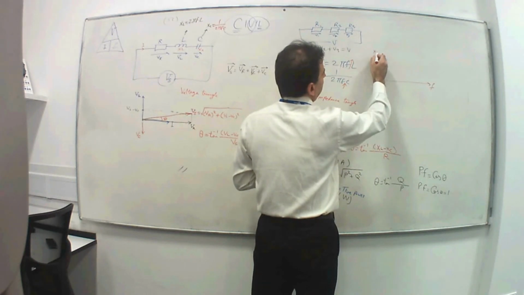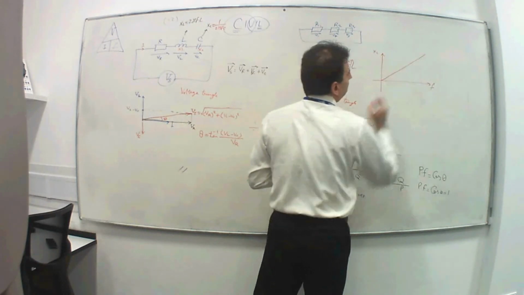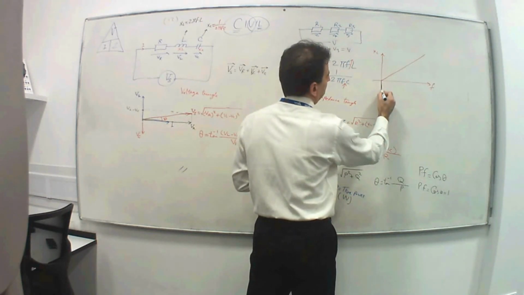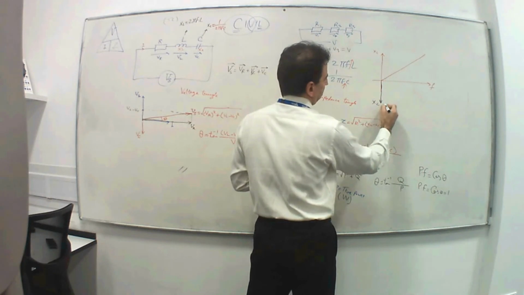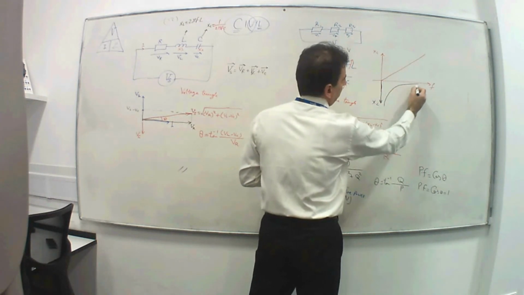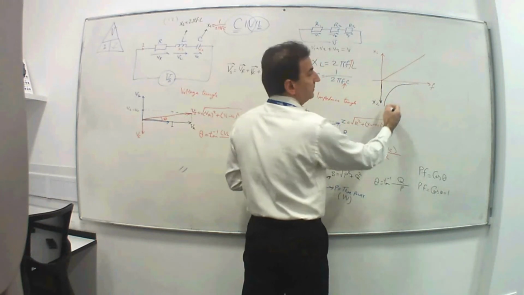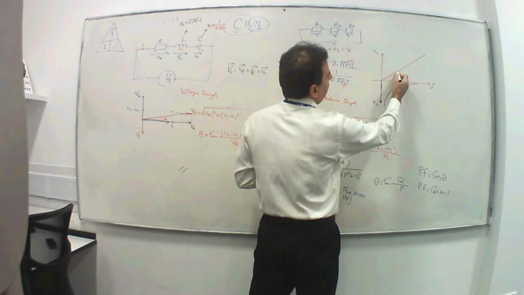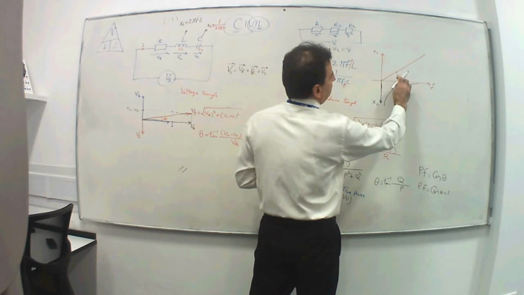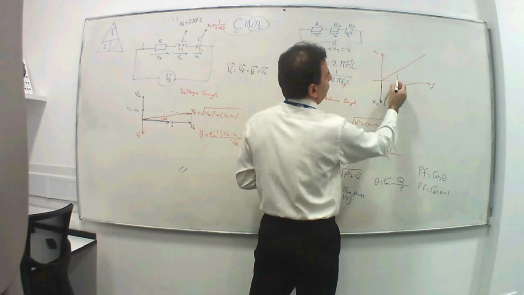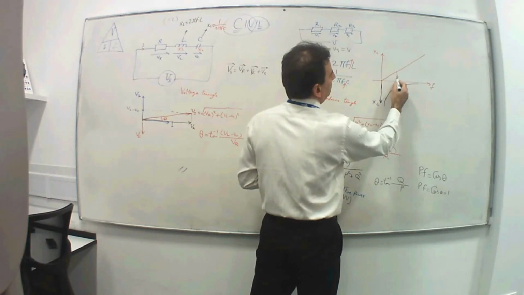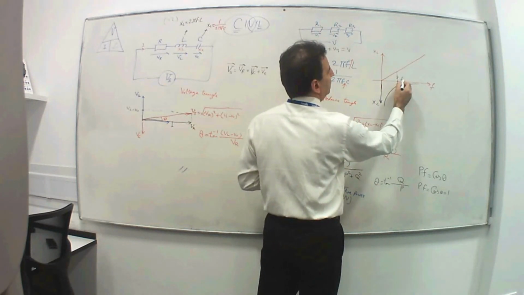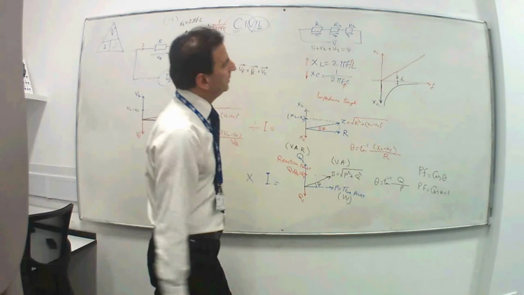So with frequency, XL will be a line, and for XC, as the frequency increases, the XC decreases. At one point, XC and XL are equal. So this length and that are equal. That is where the resonant frequency is. This frequency is the resonant frequency, and we call that F0.